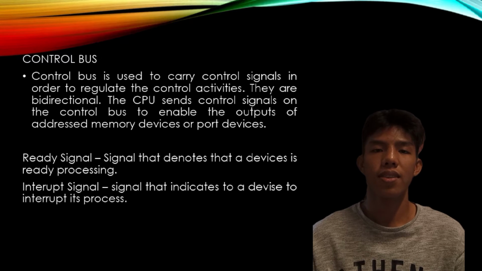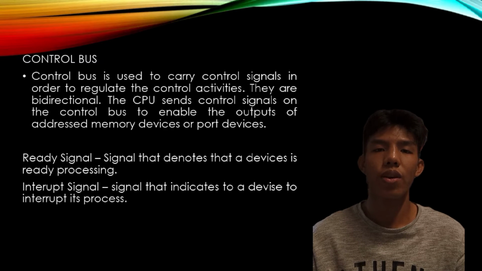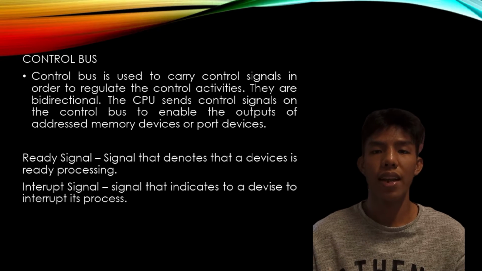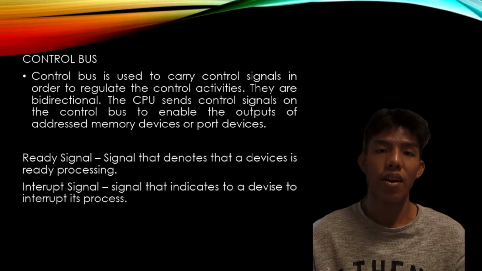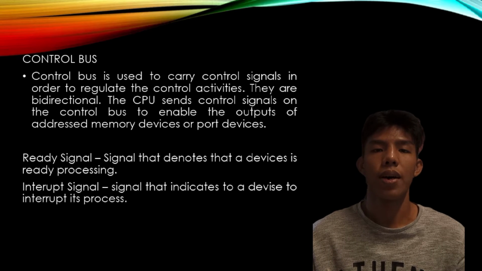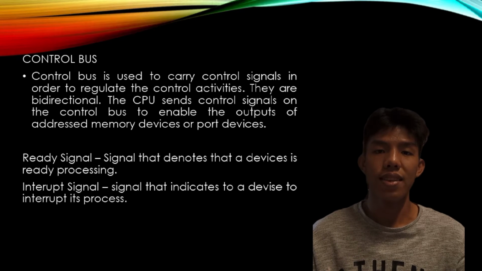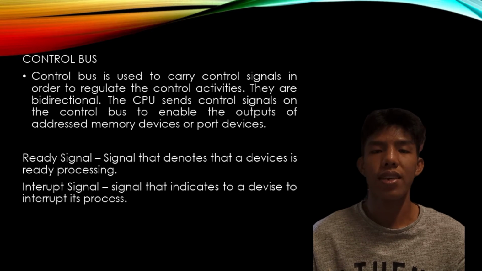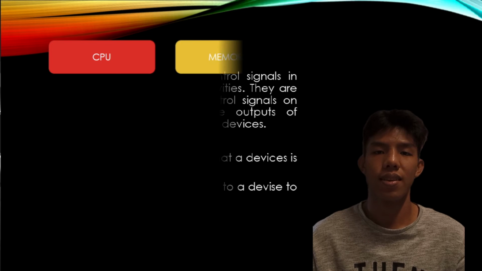Lastly, the control bus. Control bus is used to carry control signals in order to regulate the control activities. They are bidirectional also. The CPU sends signals on the control bus to enable the outputs of addressed memory devices or port devices. Ready signal denotes that a device is ready or done processing. Interrupt signal indicates to a device to interrupt its process.